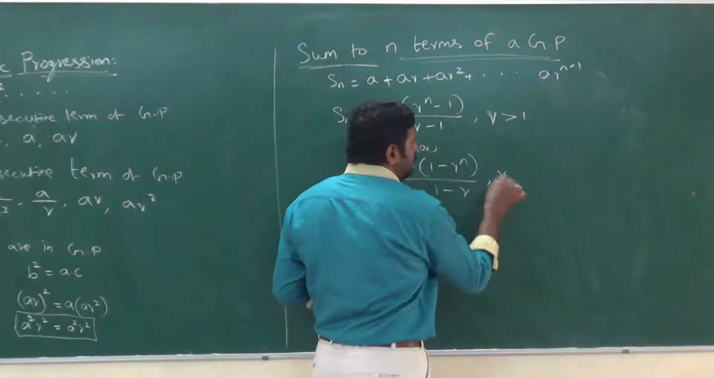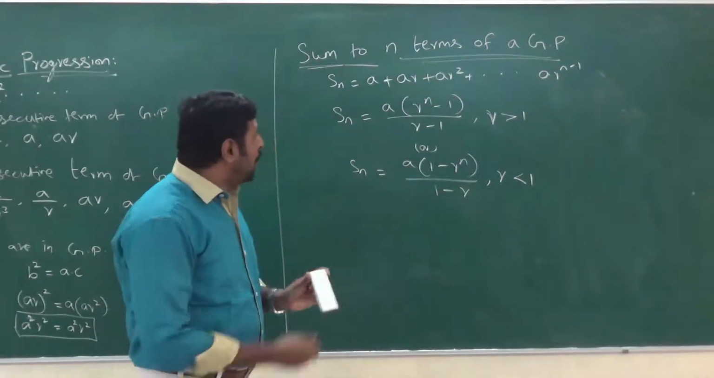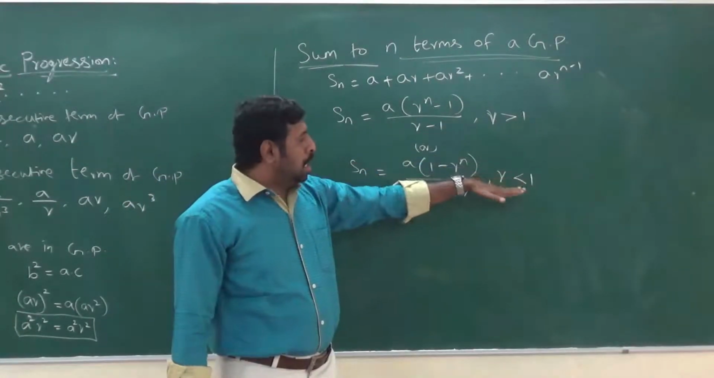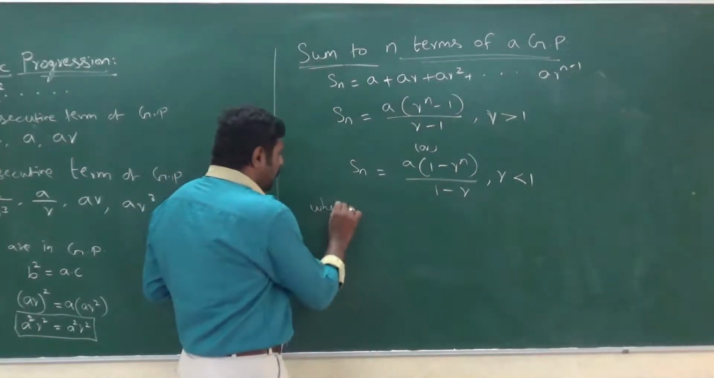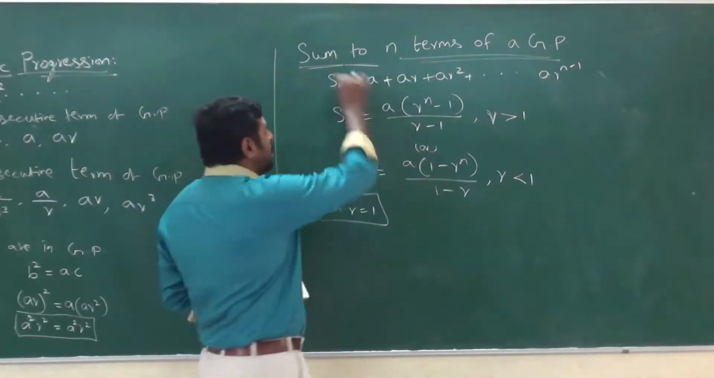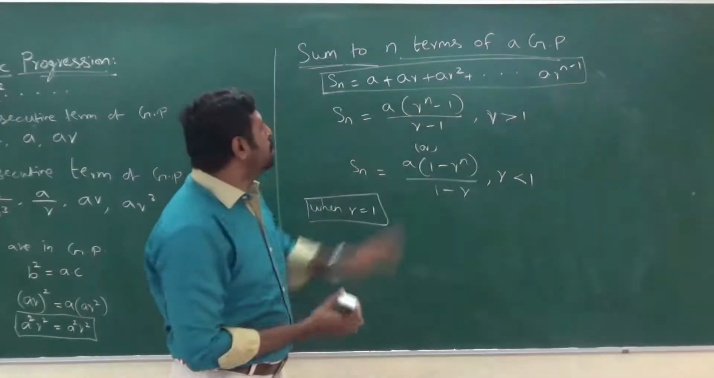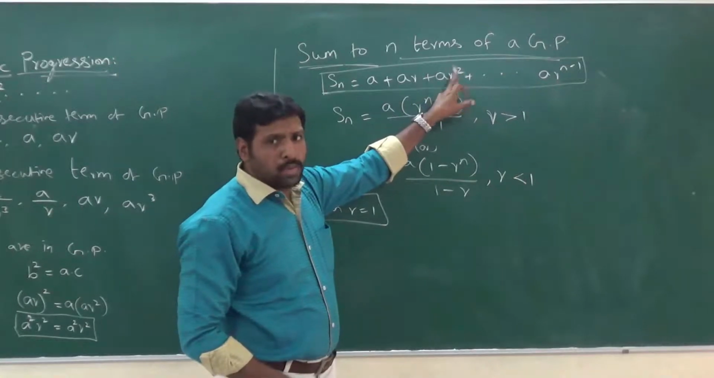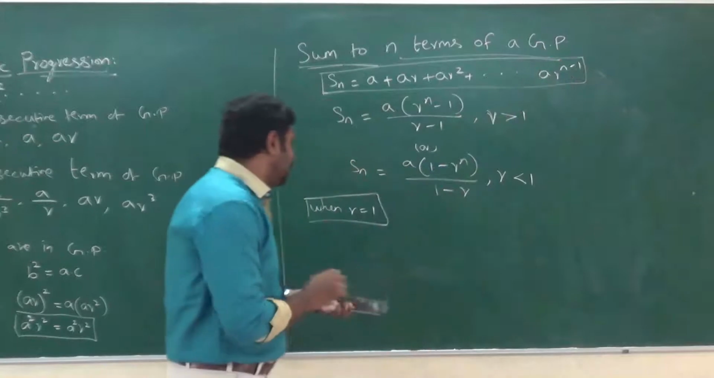And then here, the value of R is less than 1 means use this formula. Now suppose R is equal to 1. When R is equal to 1, in the terms of the sum, we get A plus A R square also. 1 square is 1, and R power 1 minus 1 also gives the same terms, right?